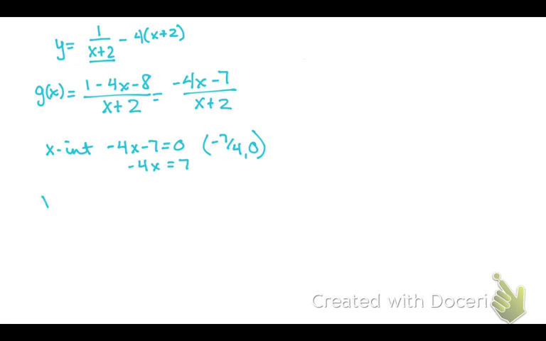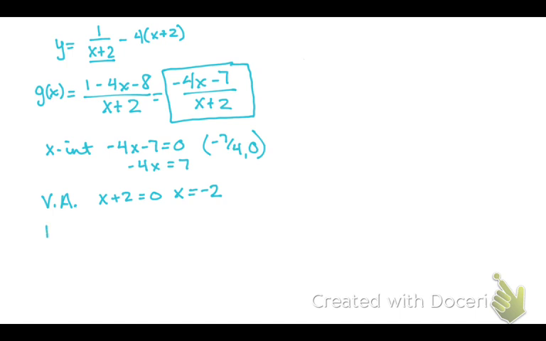Okay, vertical asymptote is the denominator. And when I'm doing this, I'm doing what, guys? I'm using this, yes? So x plus 2 equals 0. So x equals negative 2. You subtract 2 over.